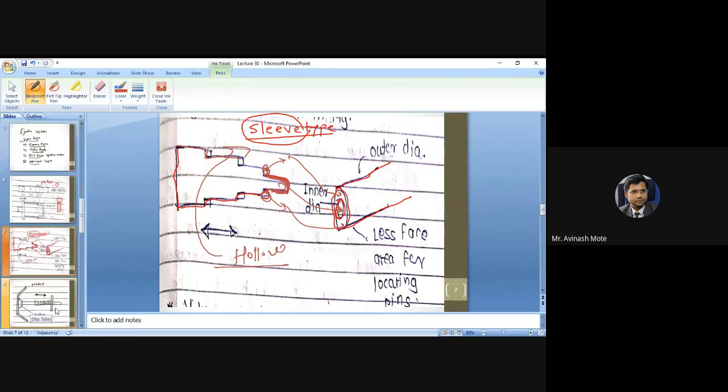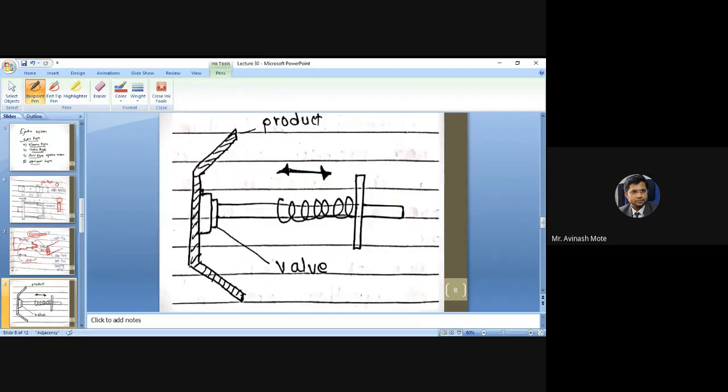Next one is the wall type. Next one is the wall type ejection system. So this is the product, this larger one. Now if you check the size of the product, the thickness looks small, but check the size of the product. The size of the product is very large.